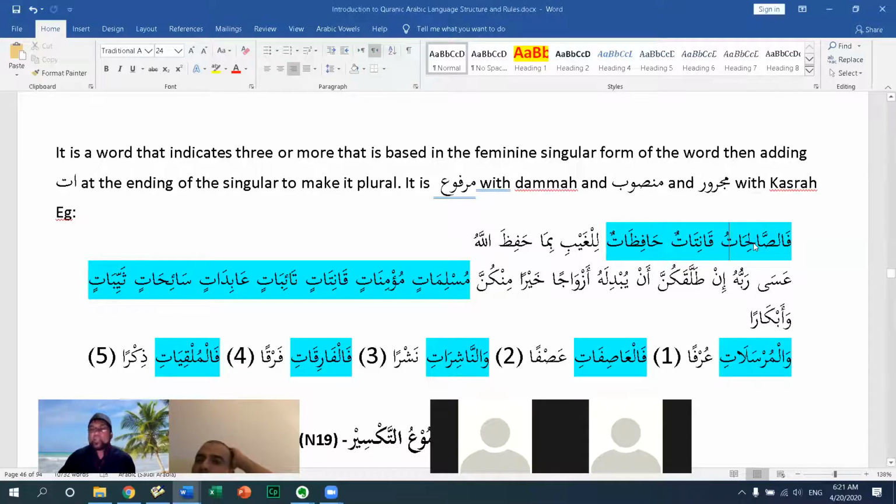So did you all follow that? فَالصَّالِحَاتُ قَانِتَاتٌ حَافِظَاتٌ لِلْغَيْبِ. This is the mubtada, it's marfu, and the sign of raf is the dhamma. This is the khabar, it's marfu, and the sign of raf is dhamma. This is the second khabar, and it's marfu with dhamma.